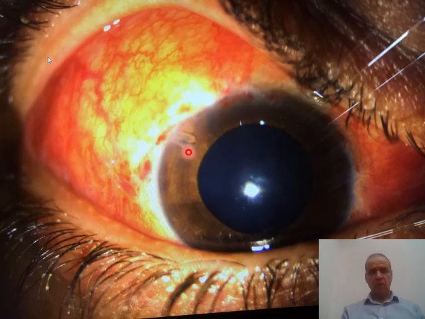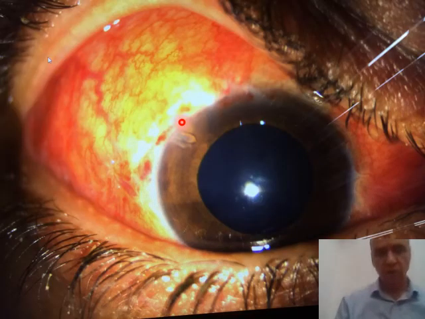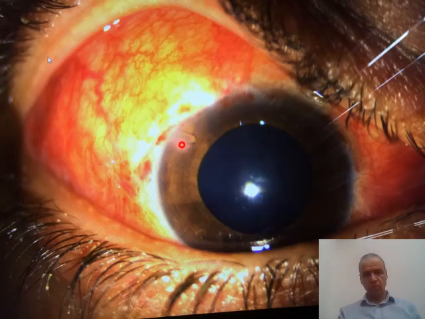This is a photo of the eye of the same patient who underwent trabeculectomy and insertion of Ahmed valve, and you can see the end of the tube in the anterior chamber. This is the cornea, and behind the cornea in the anterior chamber you can see this is the end of the tube, and the aqueous passes from the anterior chamber through this tube into the valve, which is inserted beneath the conjunctival tissue on the temporal side.